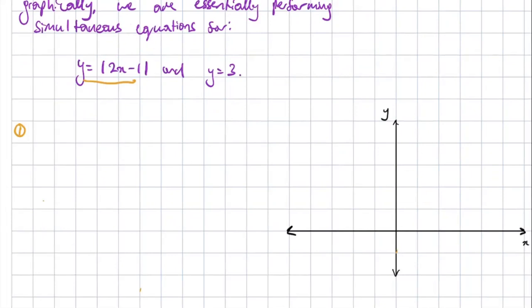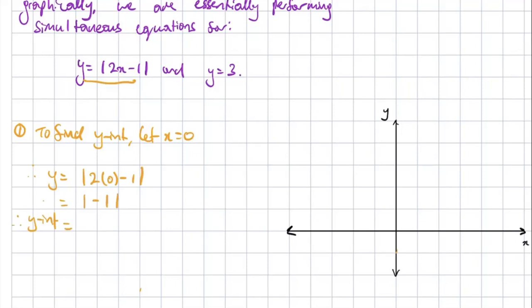But let's find the y-intercept first. To find our y-int, we let x equal 0. Therefore, we have y is equal to the absolute value of 2 times 0 minus 1, which will give us the absolute value of minus 1. So our y-int, when we take the absolute value of minus 1, is simply 1. Now we might just label that in there for us. So we have that occurring here at y equals 1.